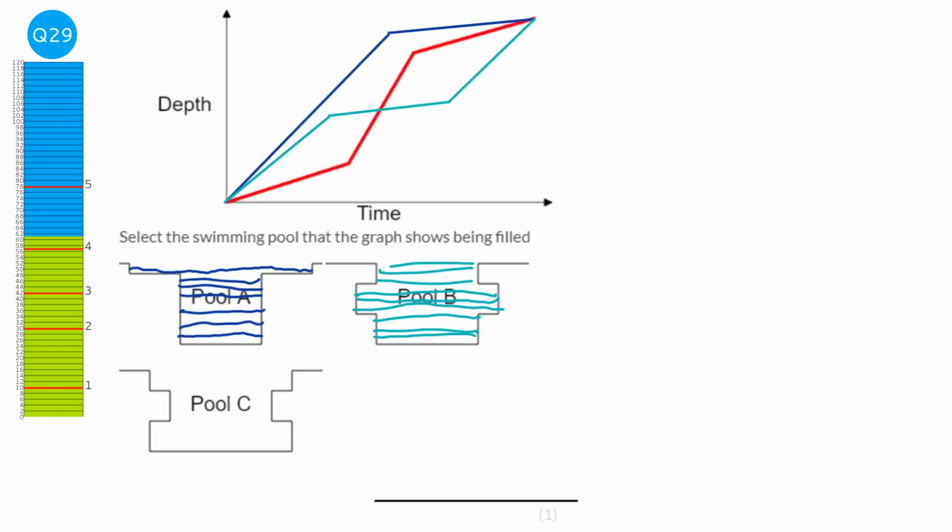And the steeper the graph on our depth time graph, the faster it's filling up. And that red line doesn't really describe that either. Pool C, however, we can see it goes slowly at the start. And then because it's thin, it will go quicker. So nice and quickly, and then it will go slowly again. Well, that is a perfect description of the graph that we're given. So the graph we're given is definitely going to be for pool C.